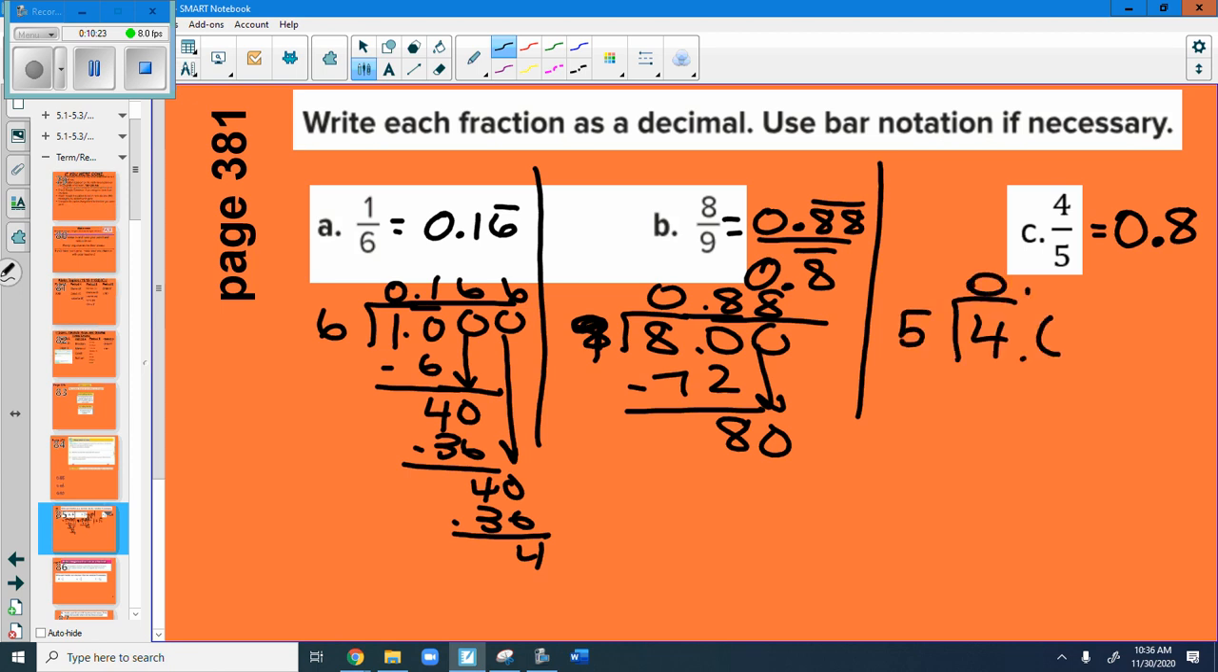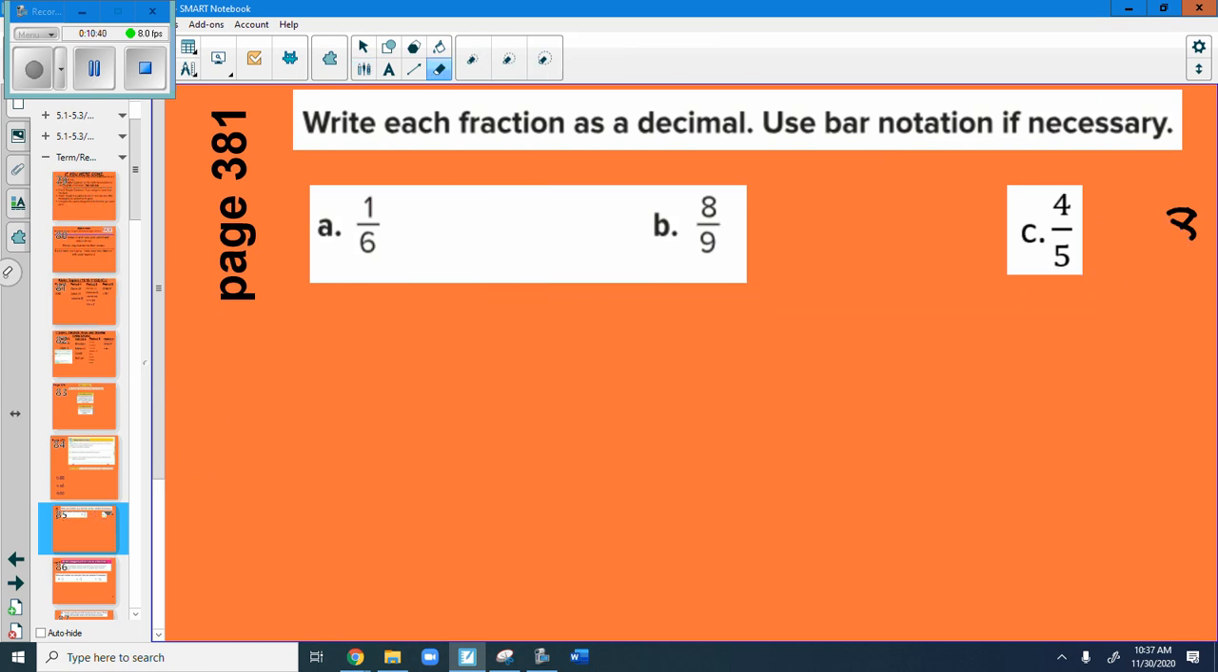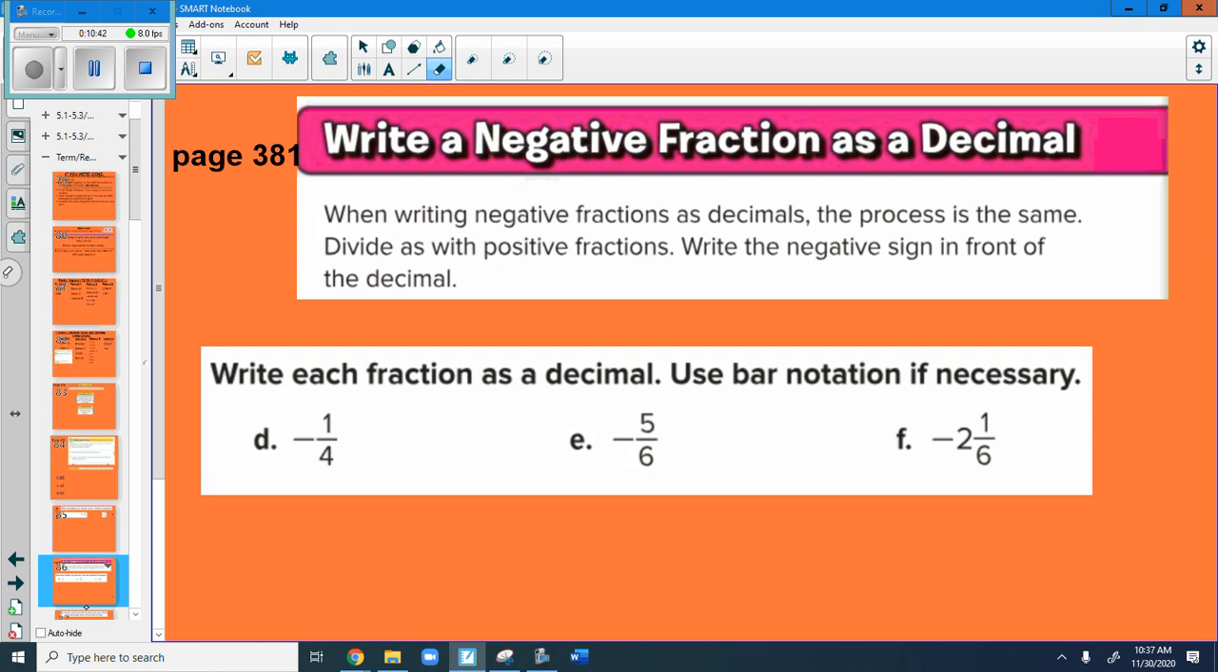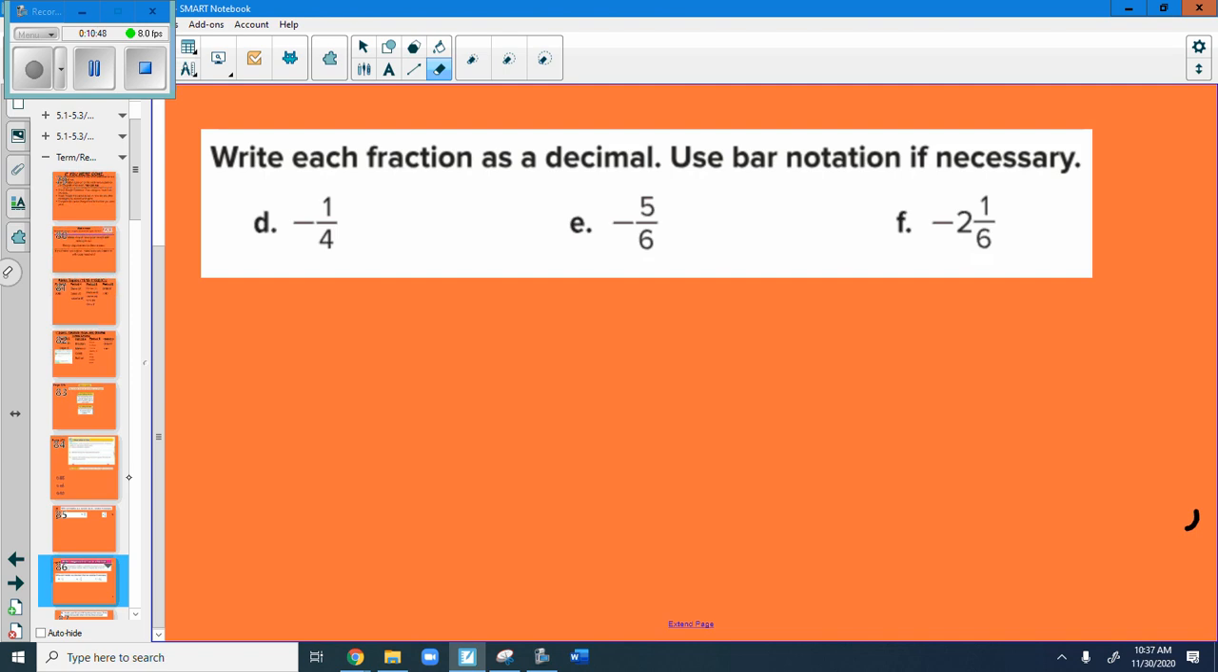Add a decimal and a 0. 5 goes into 40 8 times. 5 times 8 is 40. So notice we subtracted and we have 0 left over. That means we're done. It ended. It's terminating. Okay. 2 more quick slides here, and then you'll have time to work. Now, there's not anything really different about these, but it's important if you miss them.